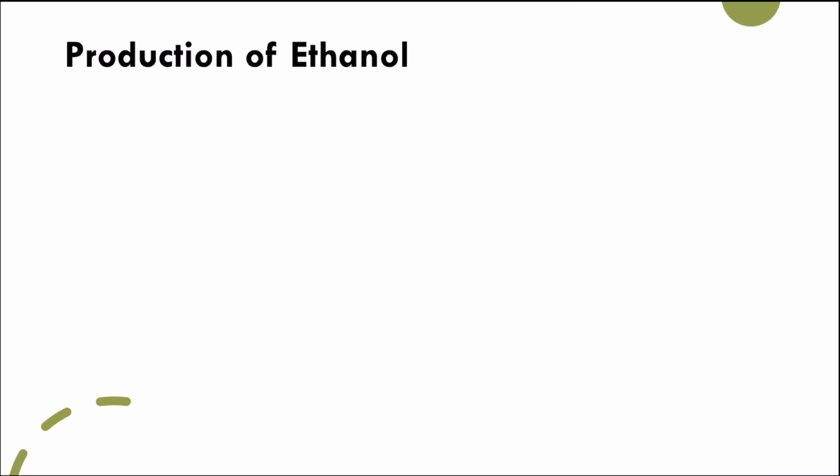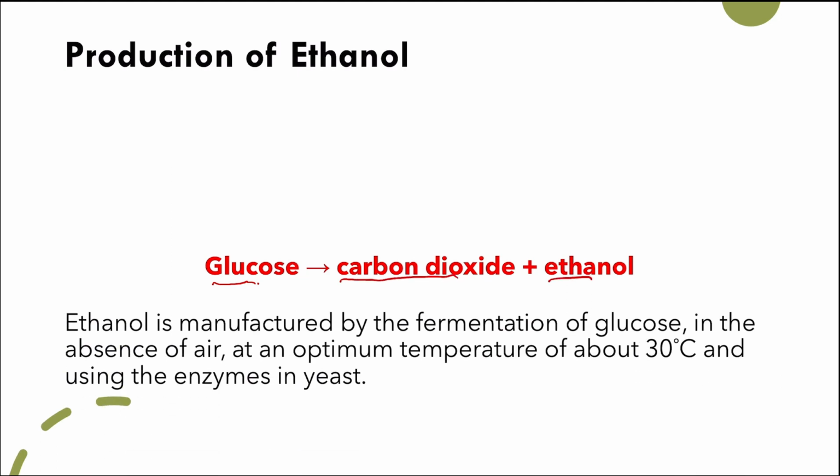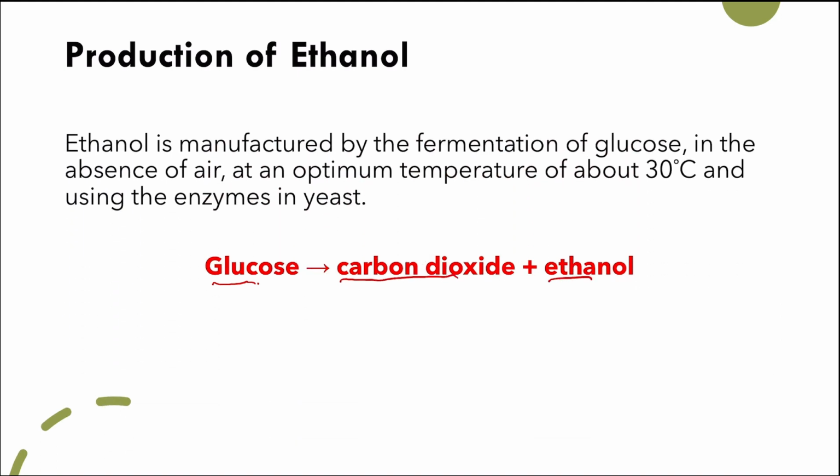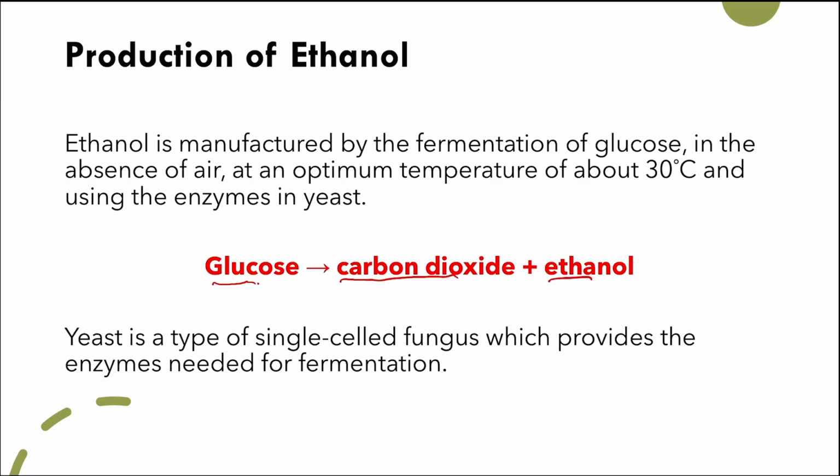So let's look at the production of ethanol. Fermentation of glucose using yeast will give you carbon dioxide and ethanol. Ethanol is manufactured by the fermentation of glucose in the absence of air, and there is an optimum temperature for the fermentation, which is about 30 degrees, because they actually use an enzyme in yeast. Yeast is a type of single-celled fungus which provides the enzyme needed for the fermentation.